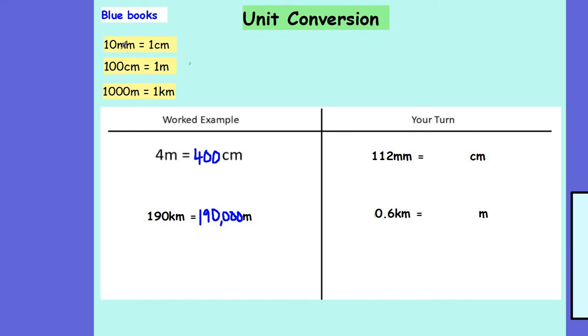Okay, let's go through the answers. We know there's 10 millimetres in 1 centimetre, so 112 millimetres is going to be 11.2 centimetres, just dividing by 10. And if I've got 0.6 kilometres, I know that there's 1,000 metres in a kilometre, so I need to divide that by 1,000, which gives me 0.0006 metres. I've divided it by 1,000.